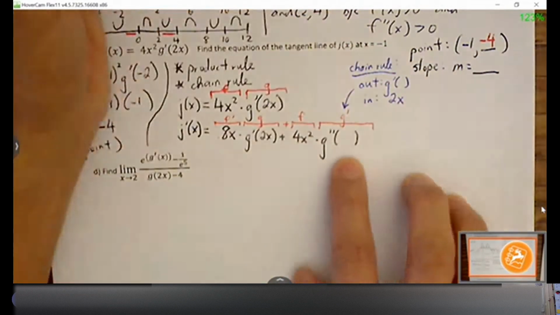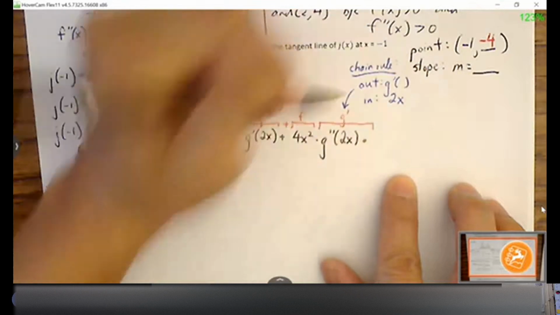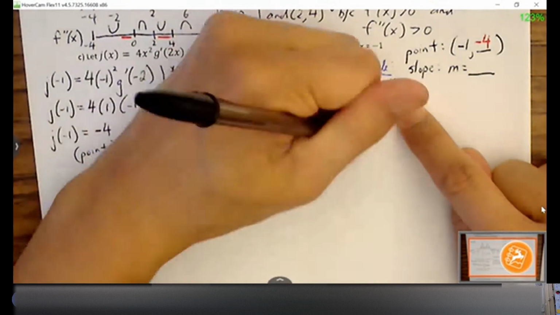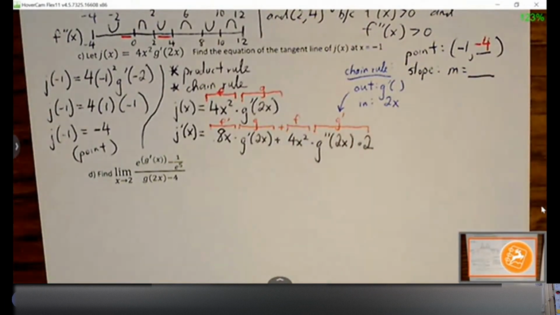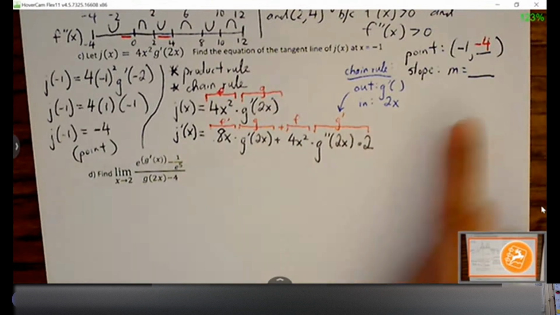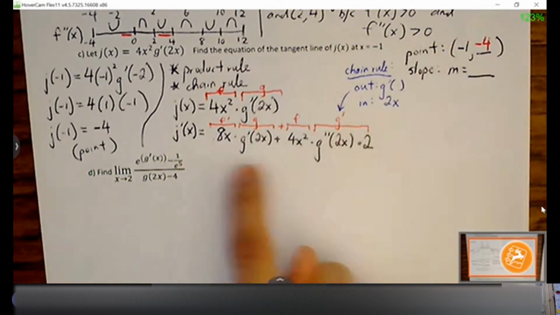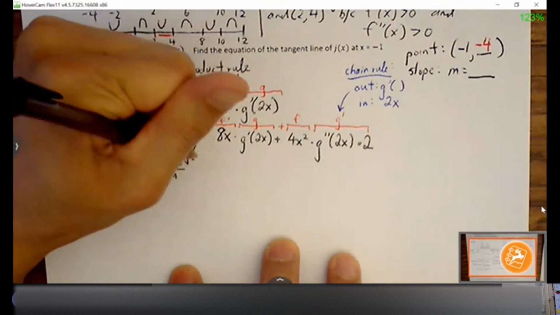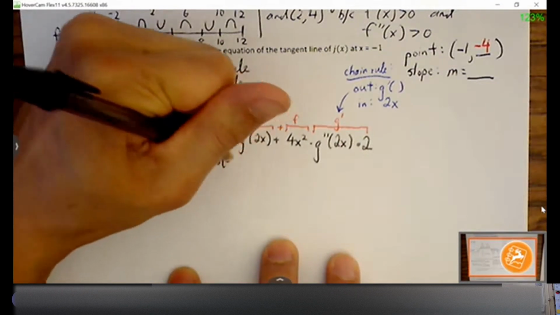We fill the parentheses with the original. So now that we've taken care of the outside, we're ready to move to the inside. So 2x's derivative is what? Times 2. All right, so there's our full derivative. Now we can worry about finding j prime of -1 so that we can get to the slope. J prime of -1, so replace every x I see with -1.